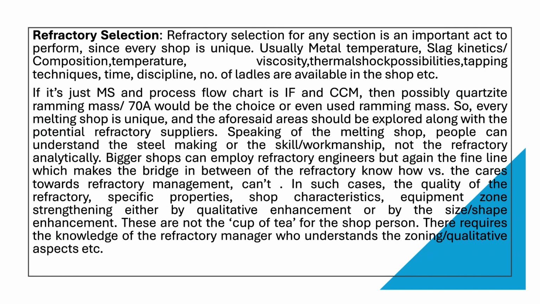Refractory selection for any section is an important act to perform, since every shop is unique. Usually metal temperature, slag kinetics, composition, temperature, viscosity, thermal shock possibilities, tapping techniques, time, discipline, number of ladles available in the shop, etc. If it is just MS and the process flowchart is induction furnace and CCM, then possibly quartzite ramming mass or 70% alumina would be the choice, or even used ramming mass.